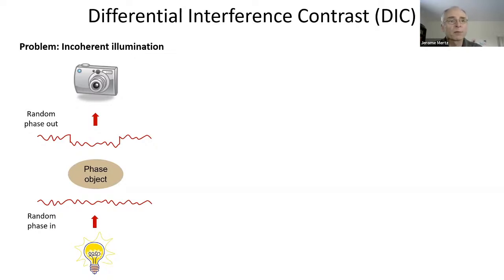A remarkable thing about DIC is that you can use completely incoherent illumination. It works with incoherent light. And so you might think that's a problem because incoherent light is random phases. If you send random phases in, then no matter what the object does to those phases, there'll be random phases coming out and you won't be able to create a phase image out of this.